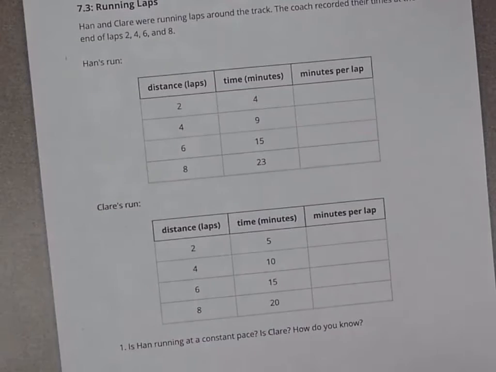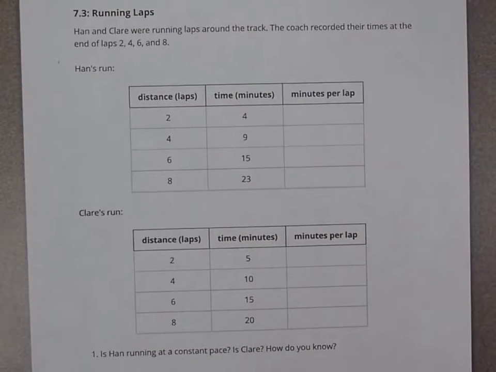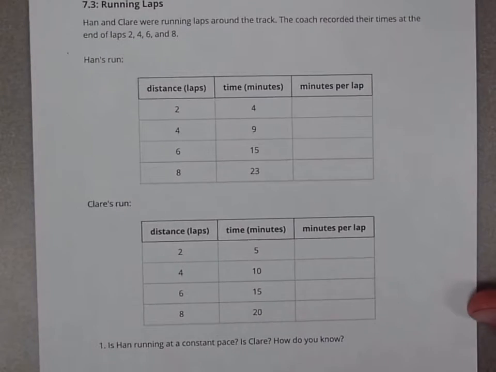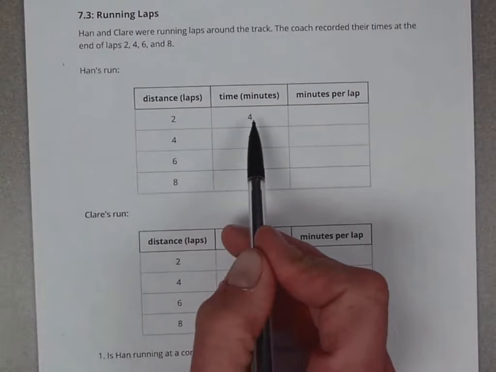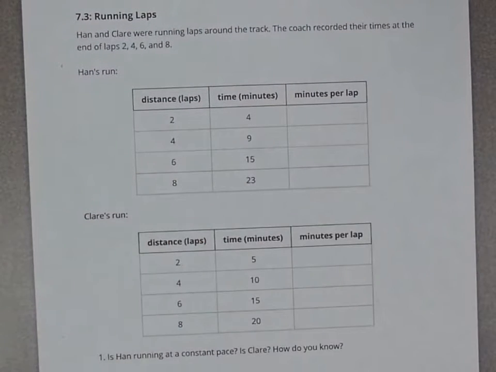Okay, this next part. We're talking about 2 people, Han and Claire, and they're running laps around a track. I love this example. This is the kind of math I love to do. So, Han and Claire are both running laps around a track, and the coach is recording their times at the end of every 2 laps. So at 2 laps, he records their time. At 4 laps, at 6 laps, and at 8 laps.